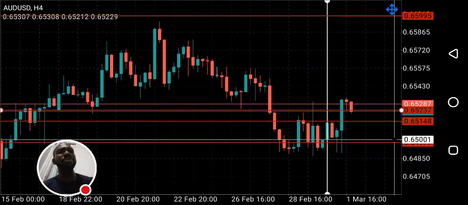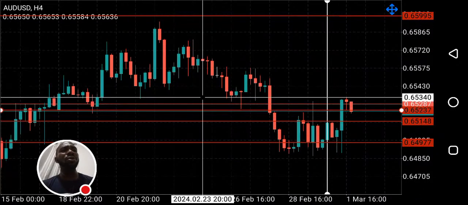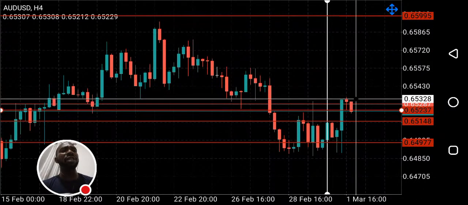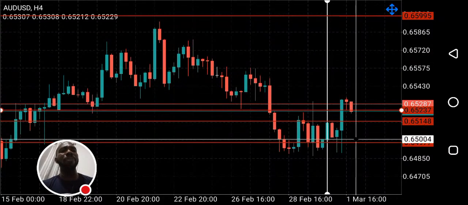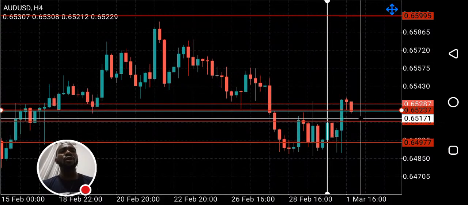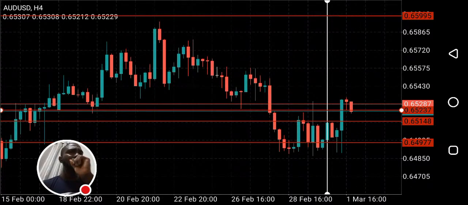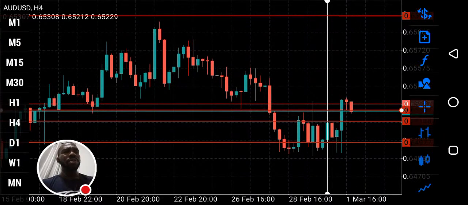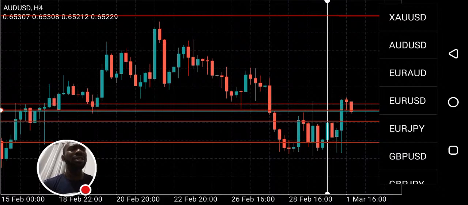Okay, so that is it for Australian dollar USD. We wait for price to break this resistance for us to buy, or price pulls back into this gap for us to buy. I hope that is clear. Oh, let's move to the next pair. Okay, gold. If there's any pair you want us to analyze together, please drop it in the comment section.